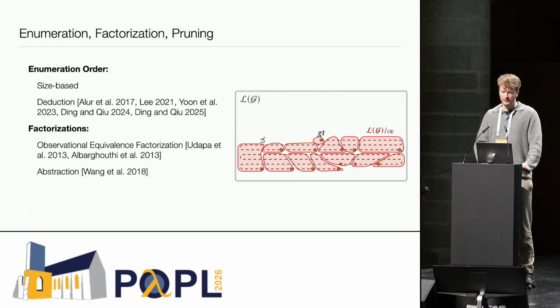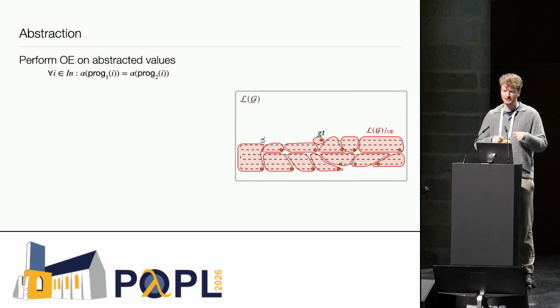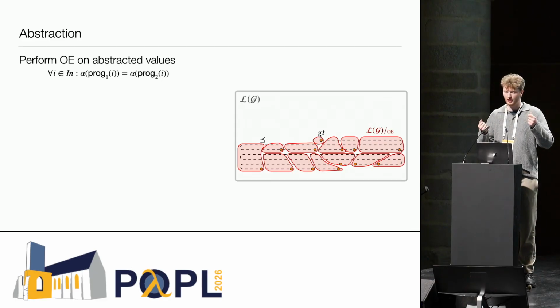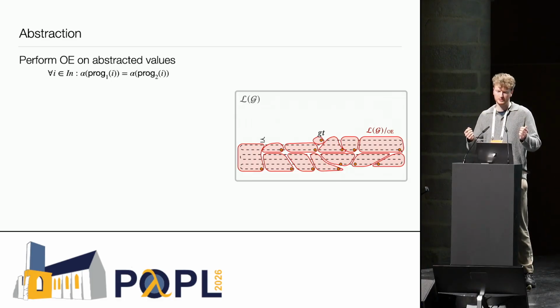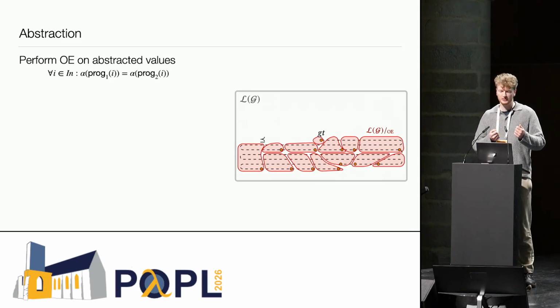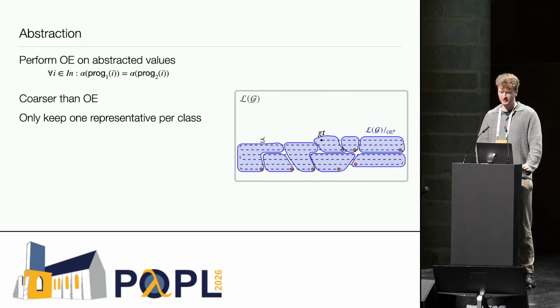The next thing you can do for factorization is abstraction. This was applied to synthesis in 2018, and the idea is to take the observational equivalence a step further. So instead of comparing the concrete outputs of 2 programs, we first apply an abstraction function and compare the abstract output of these programs. So 2 programs are then equivalent if for each input their abstract output is the same. And this results in a coarser equivalence, and we still only need to keep 1 representative per class, and thus we have fewer programs to consider.